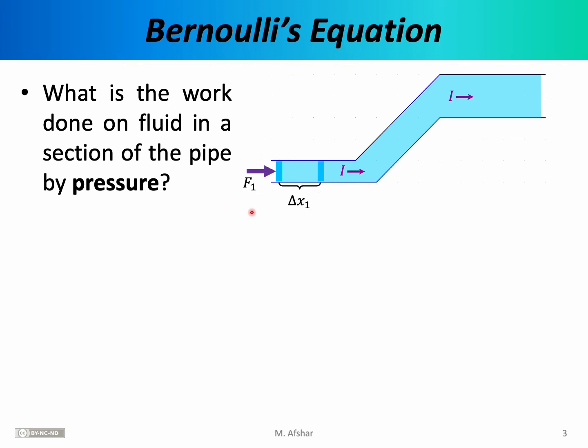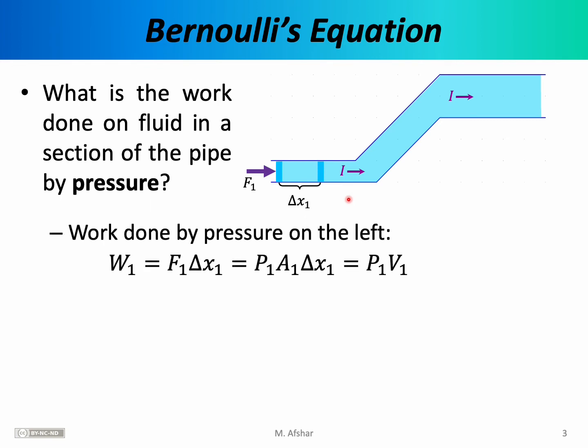In doing so, that force is performing work on the fluid. We want to calculate that work. The work that's done on the left of the pipe, we'll call that W1, and W1 is simply equal to force times distance. A little more precisely, recall from your course on mechanics that for a constant force, work can be expressed as force times distance times cosine of the angle between the force vector and the displacement vector.